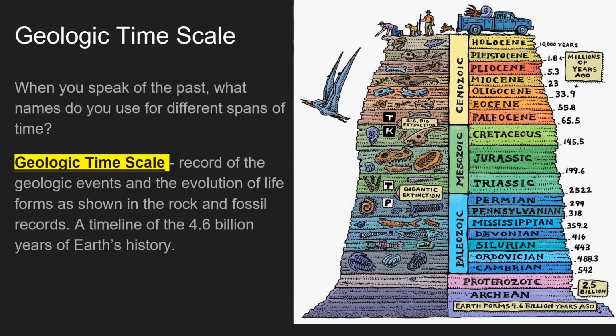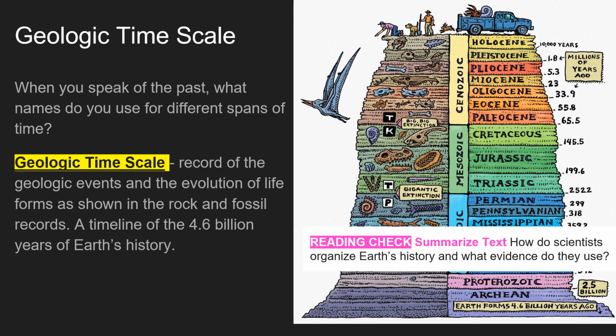So, the geologic time scale. When you speak of the past, what names do you use for different spans of time? This is ultimately the geologic time scale. It is the record of the geologic events and the evolution of life forms as shown in the rock and fossil records. A timeline of the 4.6 billion years of Earth's history.